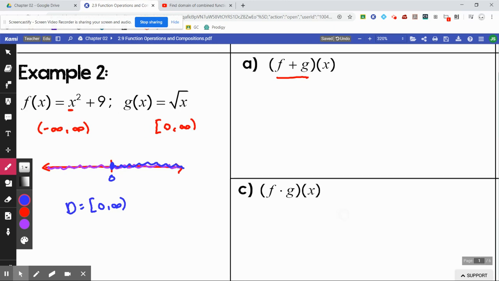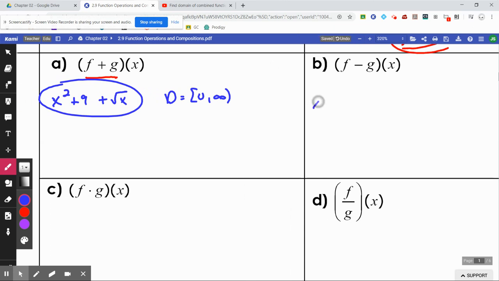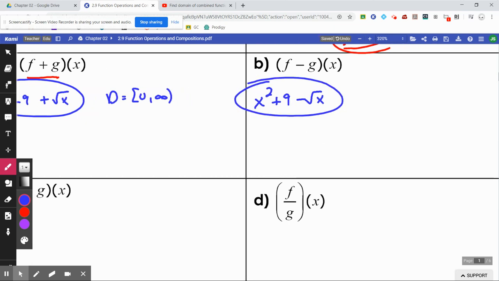So f plus g, we simply do x squared plus 9, which is f, plus g, which is root x. There's nothing that combines there, so that's done. And the domain of that function, again, would be from 0 to infinity. To subtract, you take f, which is x squared plus 9, and you do minus g, which was also root x. There's nothing you can combine there, so there's f minus g, and again, the domain is all things from 0 to infinity.